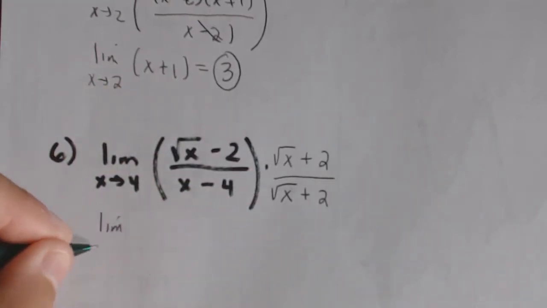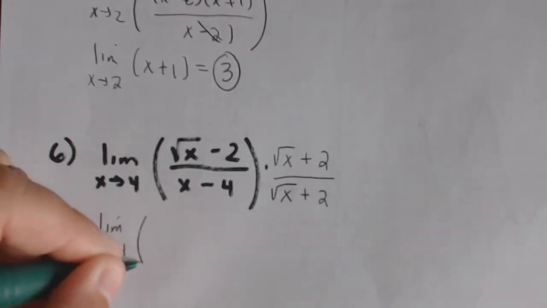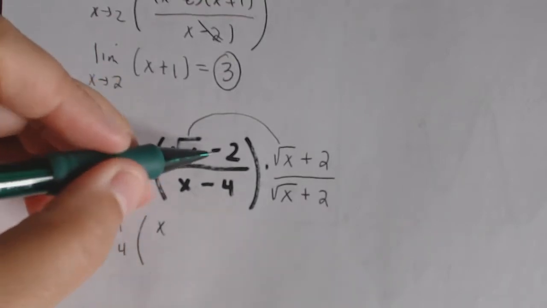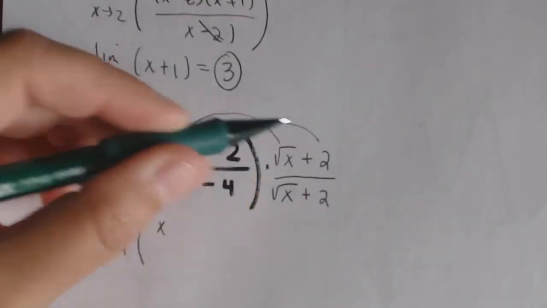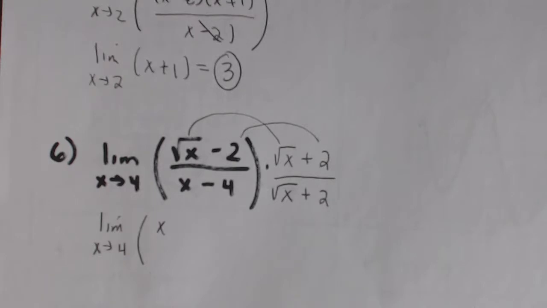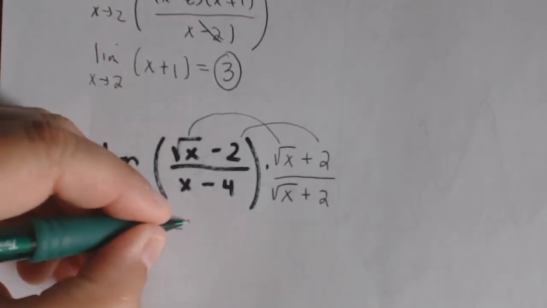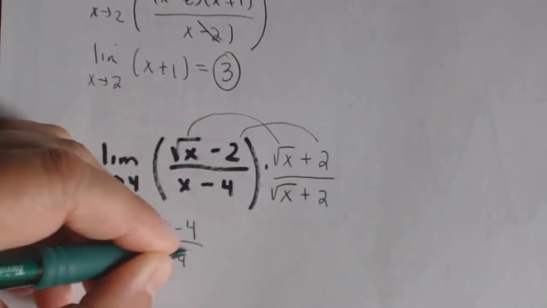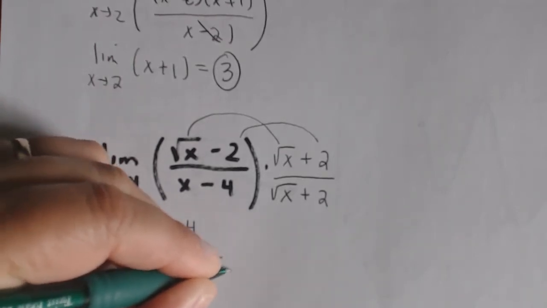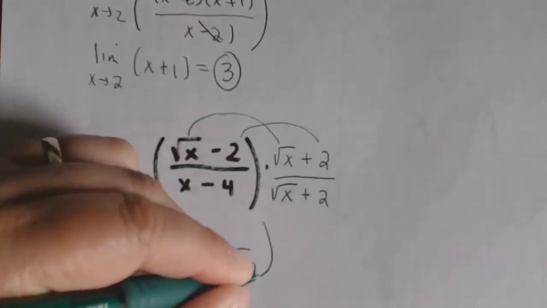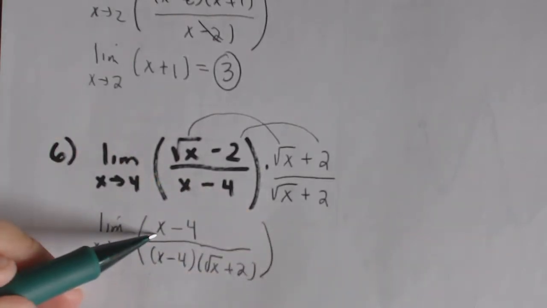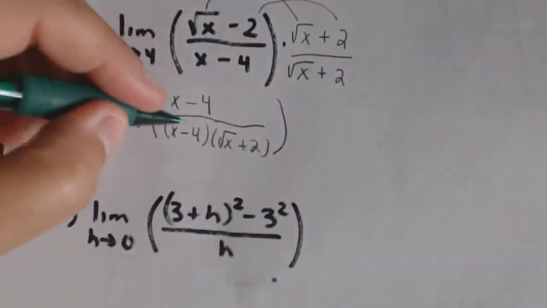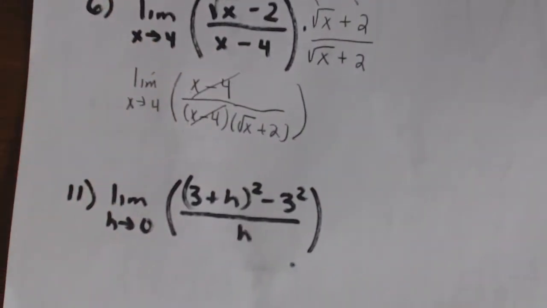So this is going to give me the limit as x approaches 4. The square root of x times the square root of x is x. The outer and inner terms will cancel. That's what happens when you multiply by conjugates. And negative 2 times 2 is negative 4. And in the denominator, I don't want to FOIL that out. I'm going to leave it in factored form because I see what I have here. I end up with an x minus 4 in the numerator, and I have an x minus 4 in the denominator. So I can cancel that out.